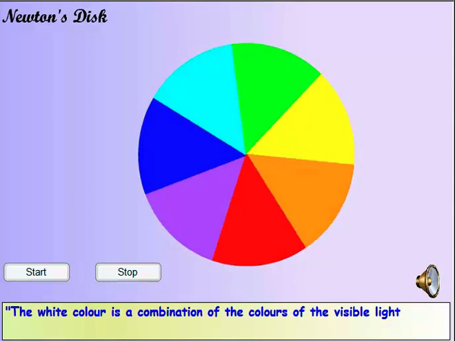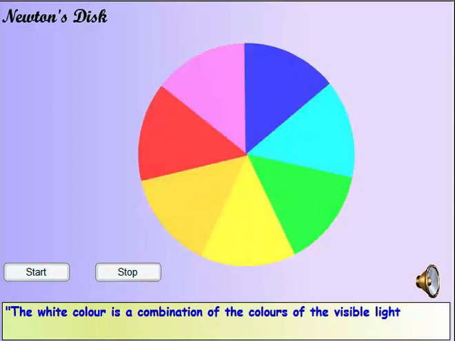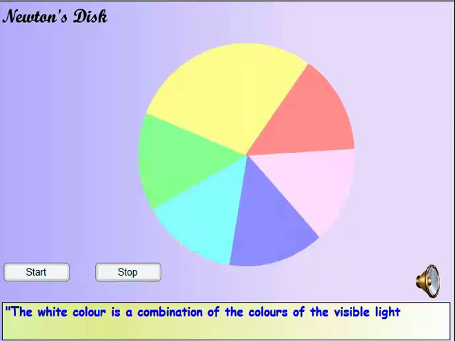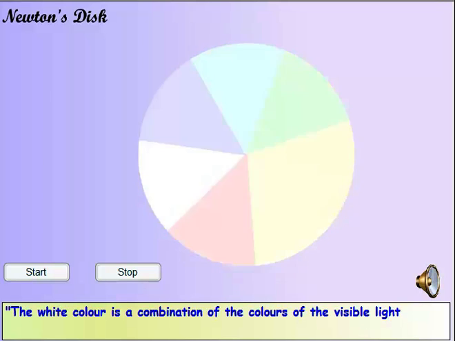In Newton's disk, each of the 7 colors are represented equally as a slice of the disk. When the disk is rotated very fast, eventually we see it as white.